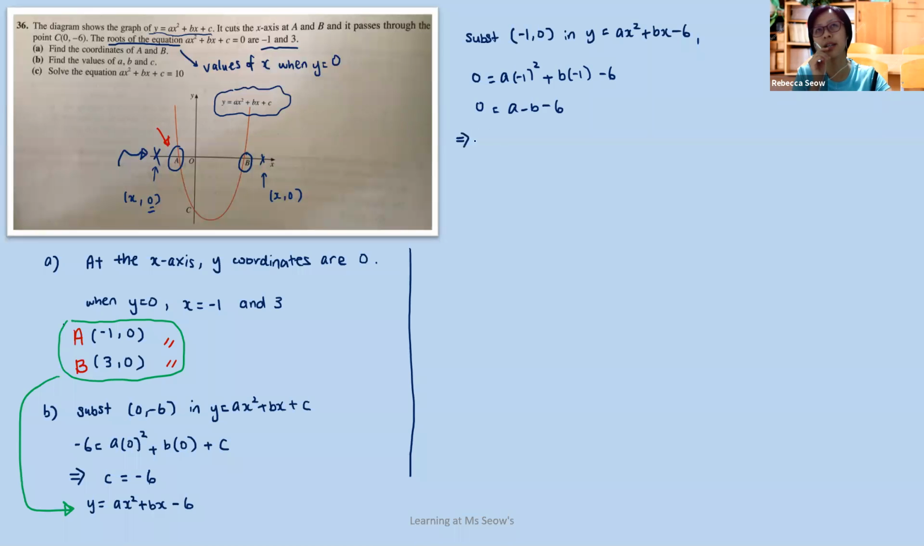And if we were to tidy it up, we will have a minus b equals to 6. Okay. Now, first equation. Let's look at the second equation. So we will sub the coordinates of b, which is 3, 0, into y equals to ax squared plus bx minus 6. And we will have this.